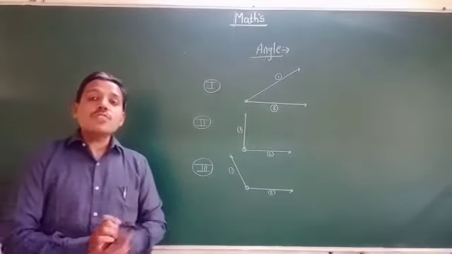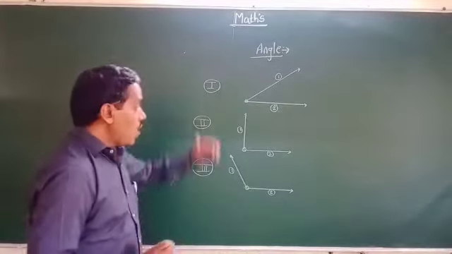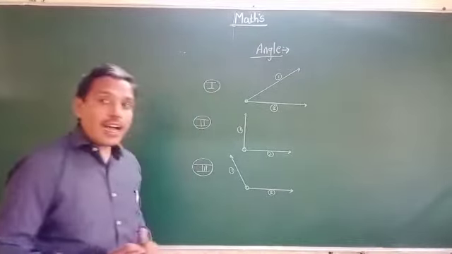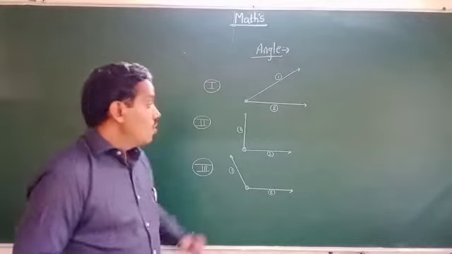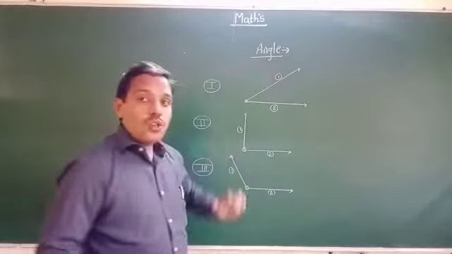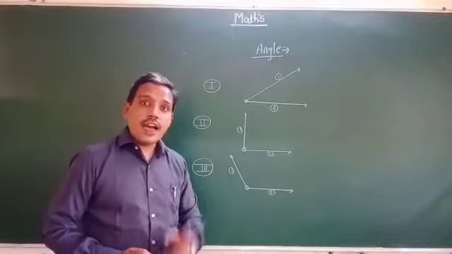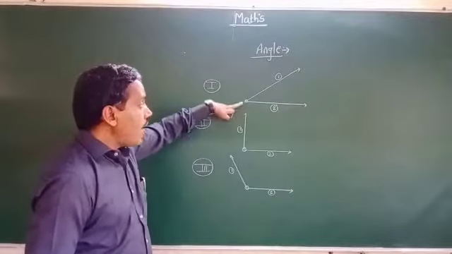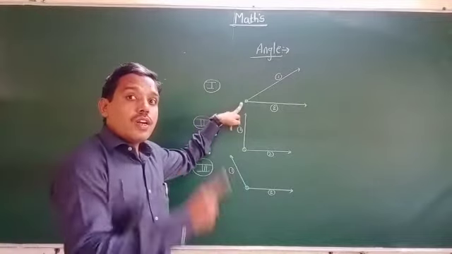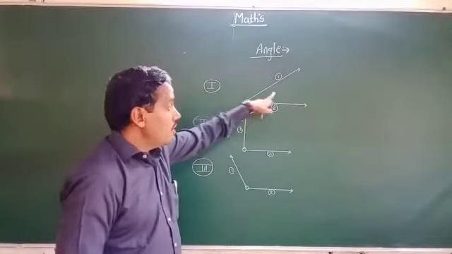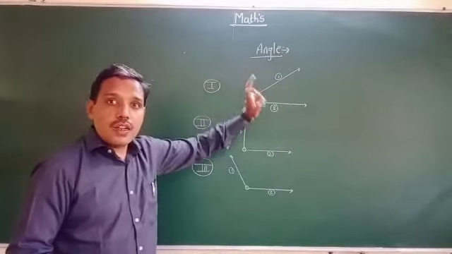So, what is meant by angle? According to those 3 diagrams, we can understand the definition of the angle. When two different rays meet each other at one common point, and then they make a geometrical diagram, that diagram is called the angle.